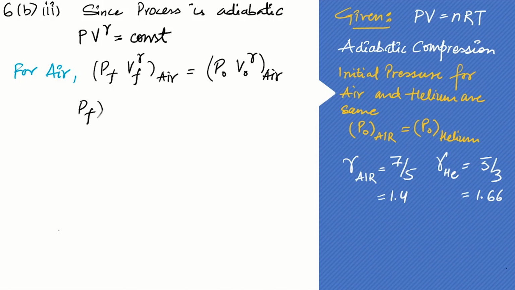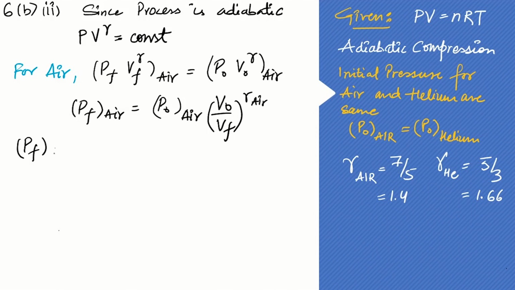So this P_F for air is equal to P_0 for air times (V_0 over V_F) to the power gamma air. Similarly, we can write for helium also. So this is P_F for helium is equal to P_0 for helium times (V_0 over V_F) to the power gamma helium.